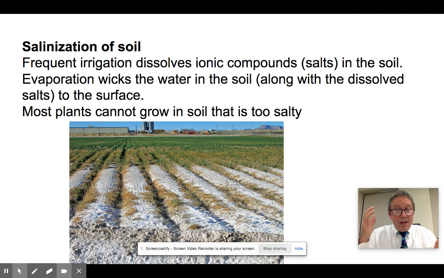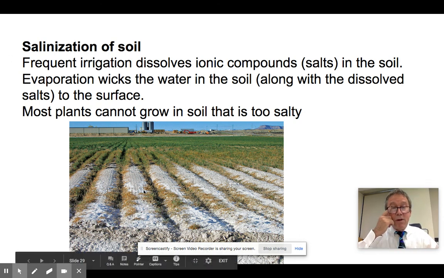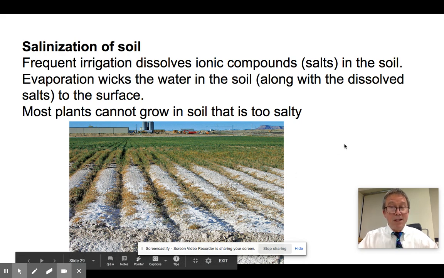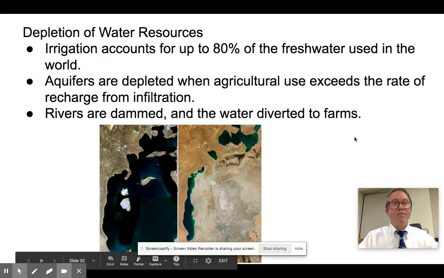Now, irrigation often happens on a sunny day where there's a lot of evaporation. So what happens is that wicks the water back up to the surface, and those ions that got dissolved out of the minerals are now at the surface. And when it evaporates, you end up with this layer of salt at the surface, and that makes it very difficult for plants to grow. Basically, osmotic pressure is such that they just can't get water into their root system. So salinization of soil is catastrophic, and it definitely is caused by irrigation.